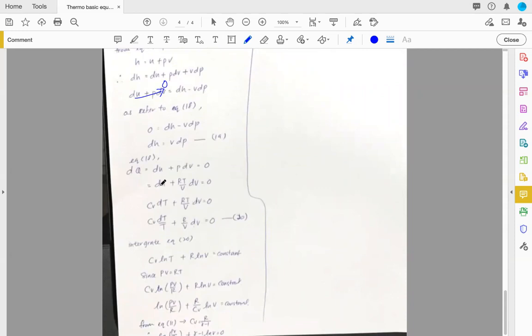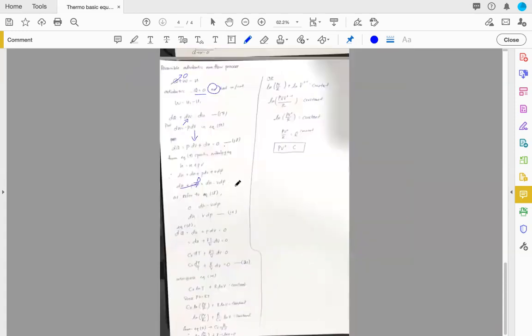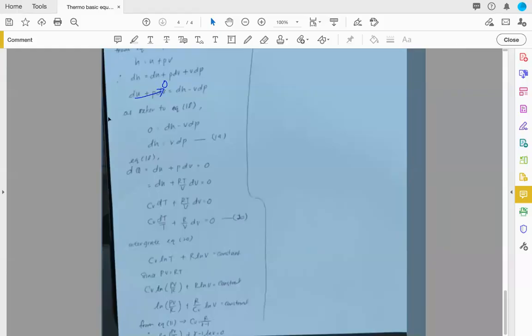And then my dU, I can change it to Cv delta T. Okay? And I try to divide by T, I move the T to this side. And this one looks quite okay. We can do something with it. So let's do the integration now. When I do the integration of equation 20, I have Cv ln T plus R ln V equals a constant.